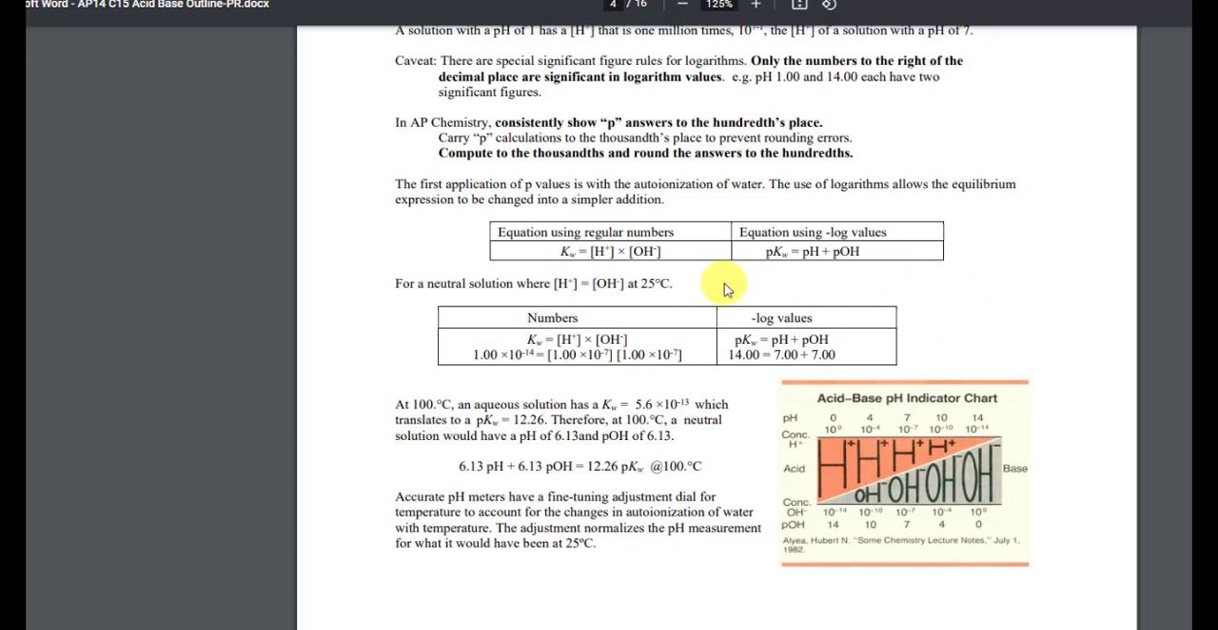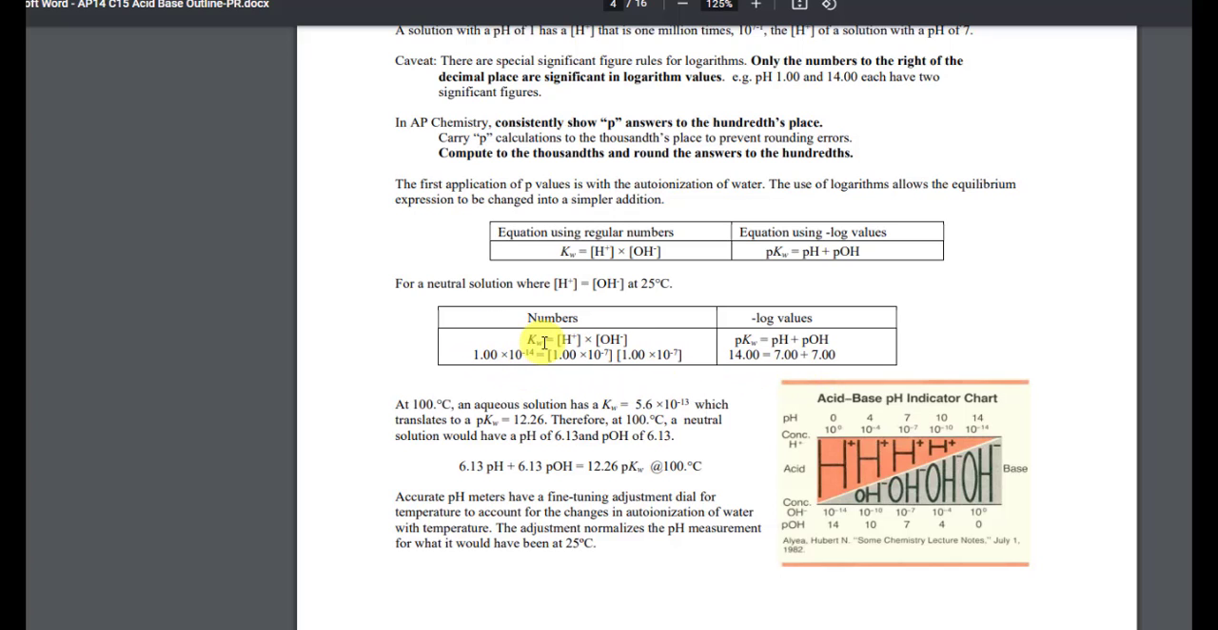Important piece of data. This is worth looking up on the outline, and it's worth remembering. When you have 25 degrees Celsius, the pKw of water is 14. So the pH and pOH will add up to 14. So you can quickly convert from a pH to a pOH by subtracting that number from 14.